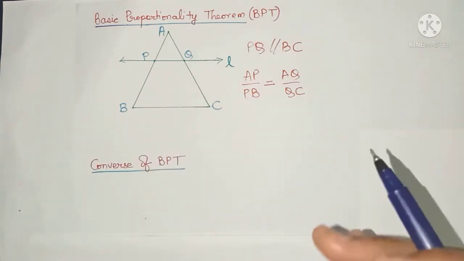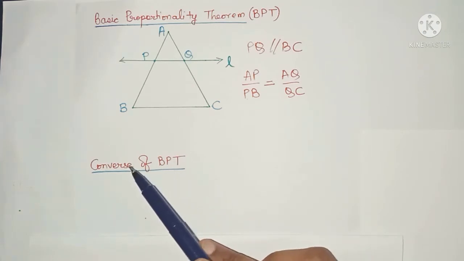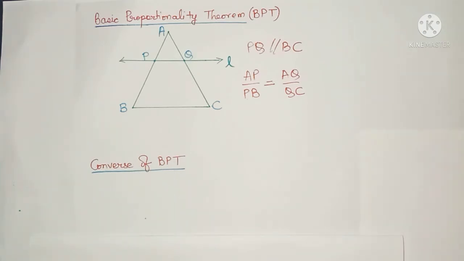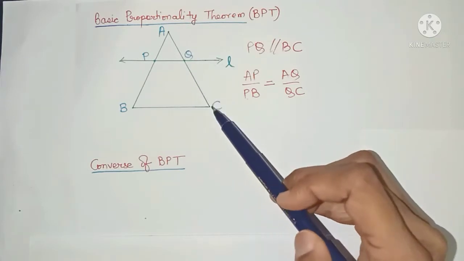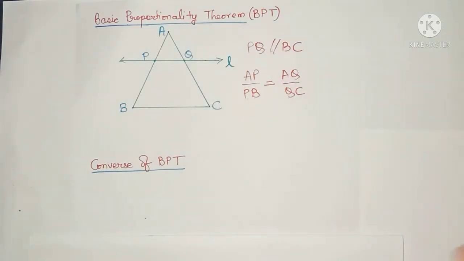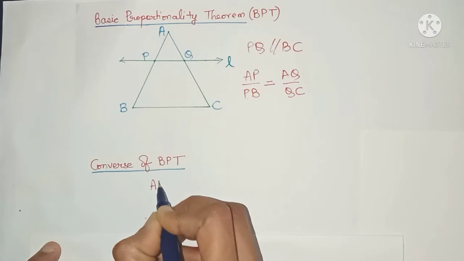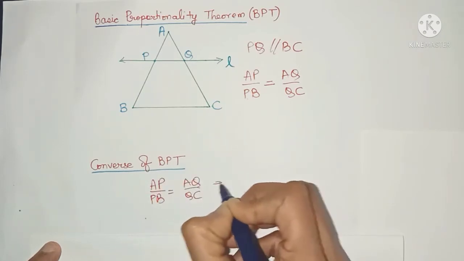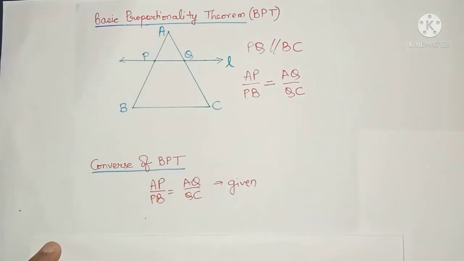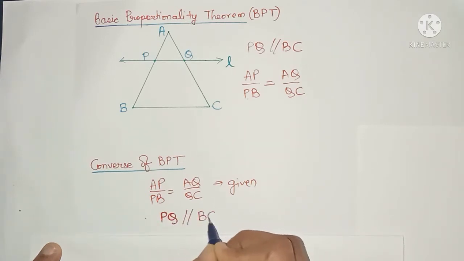Now we have the converse of BPT. Now what do we mean by converse? Converse means the other way round. So suppose it is given to us that this line segment PQ divides AB and AC in the same proportion. That is, it is given to us that AP by PB is equal to AQ by QC. This is given to us. Then the converse of BPT states that the line segment PQ has to be parallel to BC. So this is the converse of BPT.